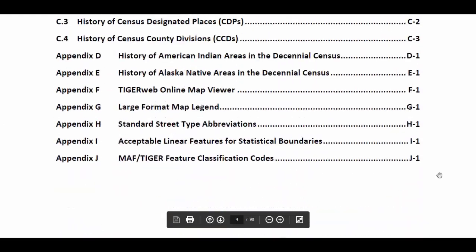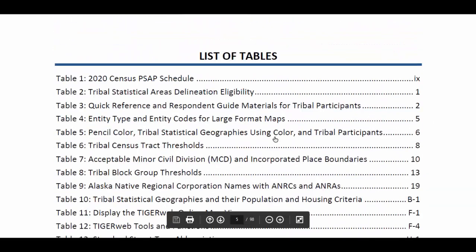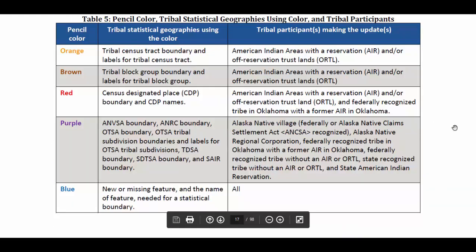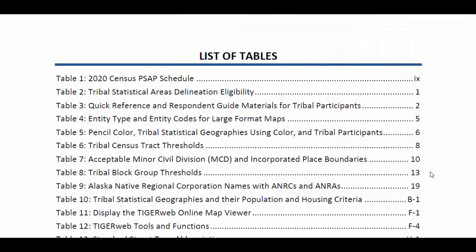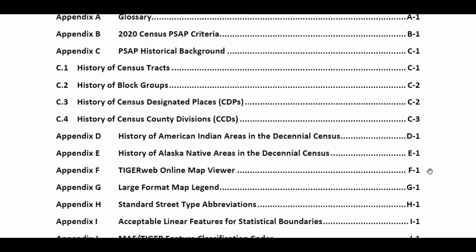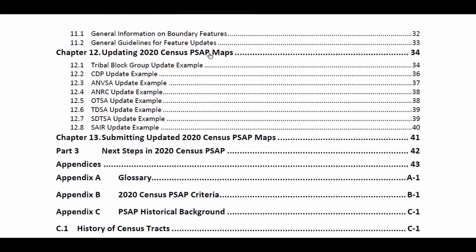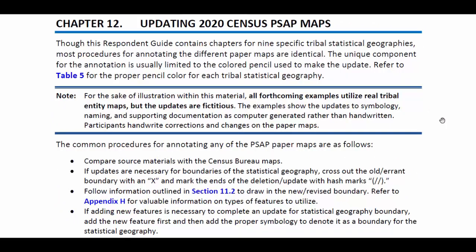Refer to Table 5 in the 2020 Census PSAP Tribal Paper Respondent Guide, G700, for instruction on the proper pencil color to use when making corrections to the verification maps. As with the delineation phase, colored pencils are included in the verification phase material shipment along with the paper maps. Refer to Chapter 12 in the 2020 Census PSAP Tribal Paper Respondent Guide, G700, for instructions on updating the paper maps with corrections.